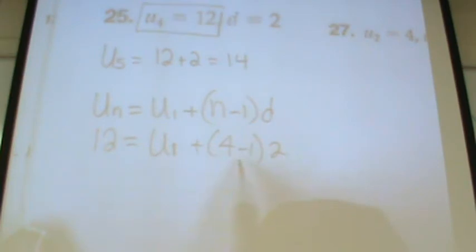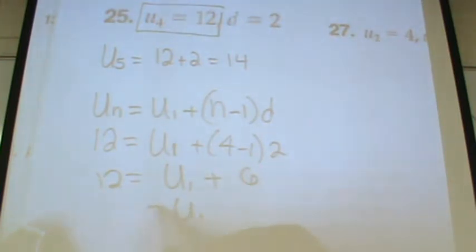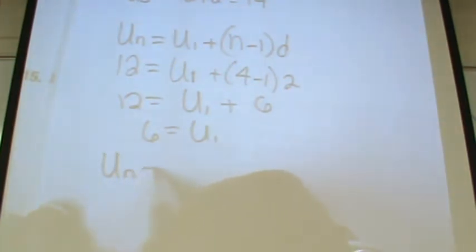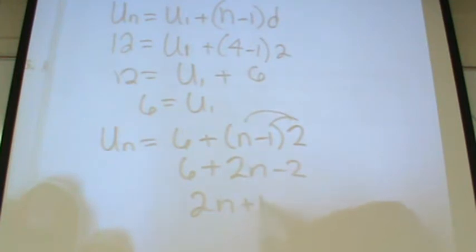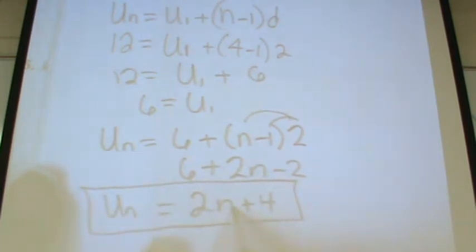So solving for u sub 1, you get 3 times 2 is 6. And you can do this quickly. Subtract 6, u sub 1 is 6. So the formula that they want, the explicit formula to find any term, you're going to use that 6, n minus 1, and you're going to use the 2. They want you to clean this up. Write this simplified: 2n plus 4. That would be the formula or the rule to find any term. If you wanted to find the 100th term, you put 100 here.